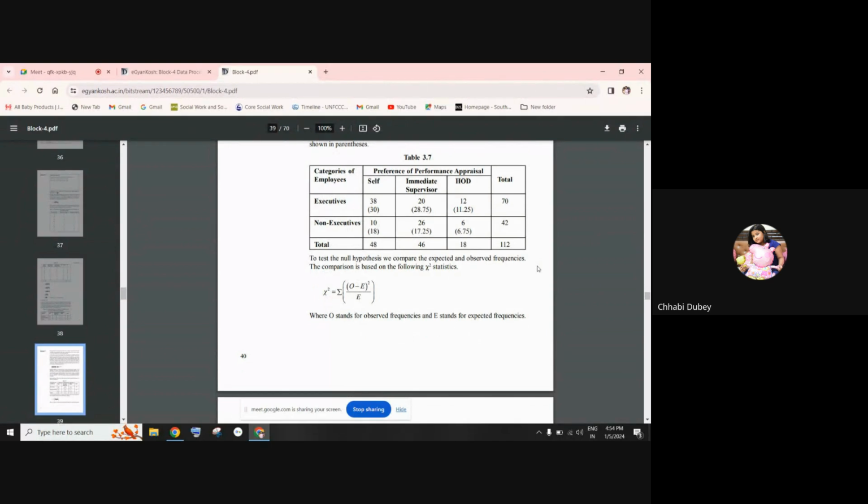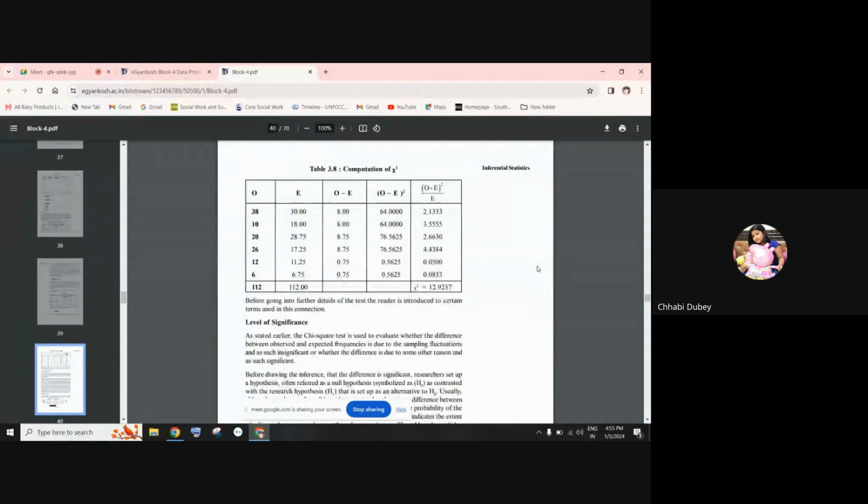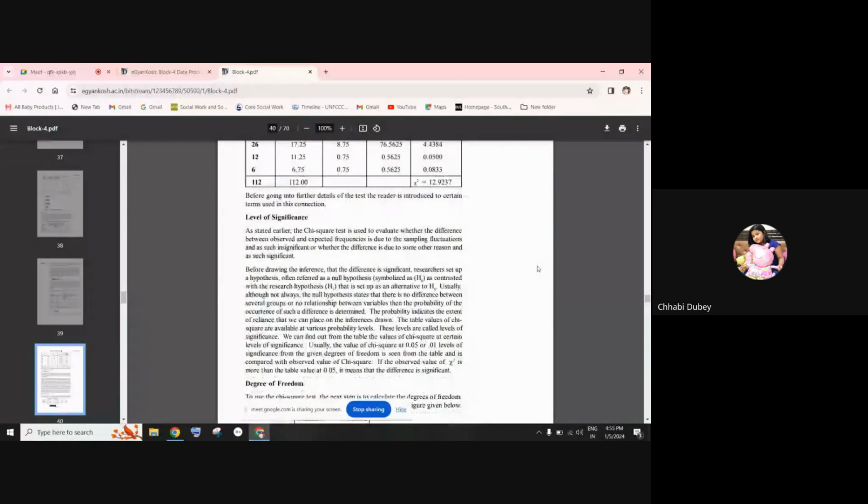So, in case of the null hypothesis, we will compare the expected and the observed frequencies, and then we will find out the values by using the chi-square statistic with this formula. Now, another concept here is known as the level of significance.